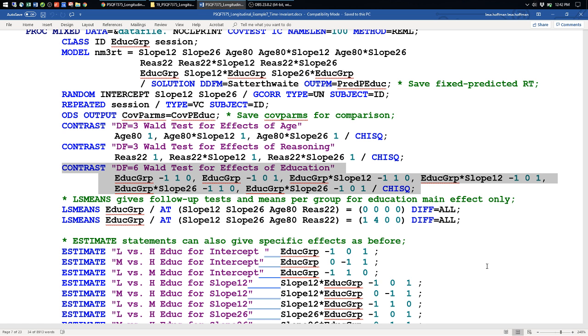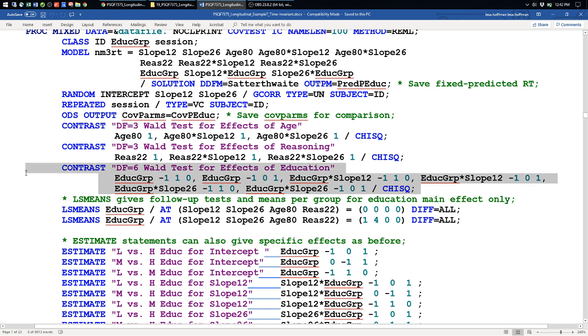For each term, I list 2 contrasts. So for instance, these first 2 refer to the effect of education on the intercept, and I'm doing the difference between low and medium and low and high. Which contrast I put in here doesn't matter. I only need 2 of them because that's all you need to get to the third. So as long as these aren't identical, you'll get the right answer. And I did the same thing for each of the other sets.